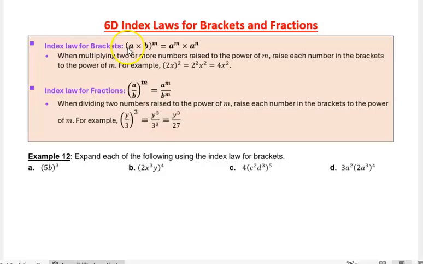So for this one up here, we have a to the power of m times, that should be, can I correct it? b, and that power should be the same power. So make sure you make that correction in your books.